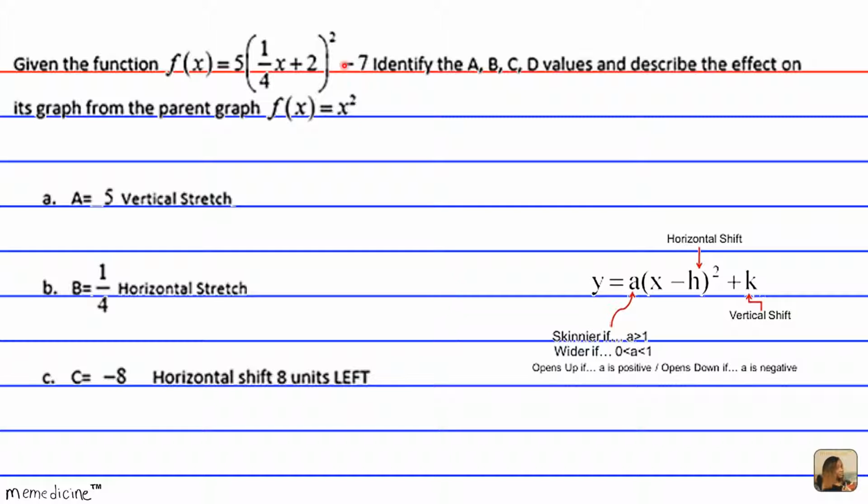And the last modification is minus 7. So what do you think this is going to do? Well, it's going to create a vertical shift 7 units down. If you refer to vertex form, a positive k, or positive constant, will create a shift upward. But since we're adding a negative constant, it's going to create a vertical shift downward.